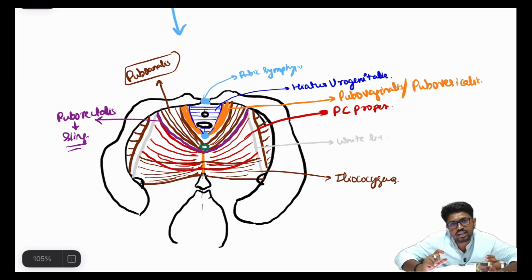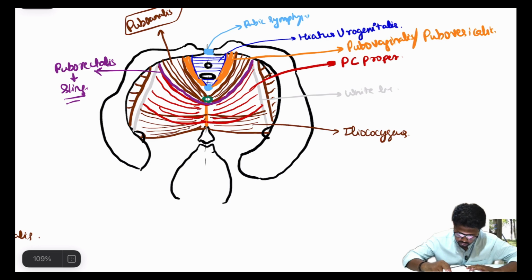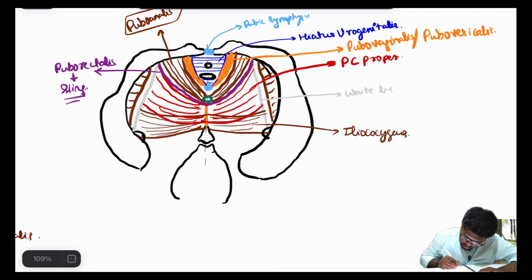Now what is left? The coccygeus or the Ischiococcygeus. Why is this coccygeus called Ischiococcygeus? Because it arises from the ischial spine. So from the ischial spine towards the coccyx and the lower part of the sacrum. So this muscle is what?